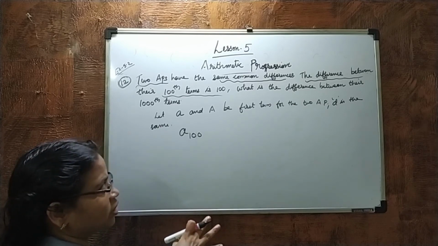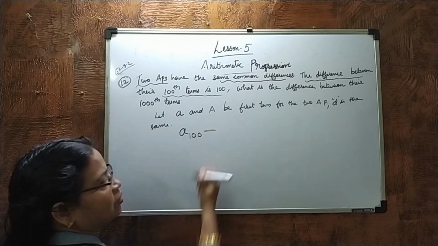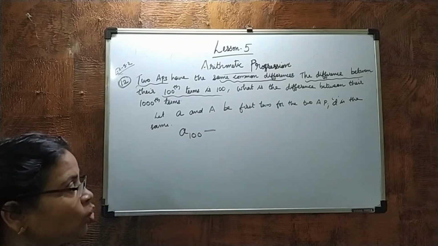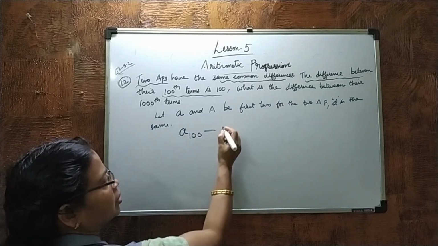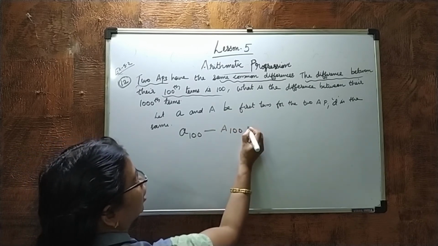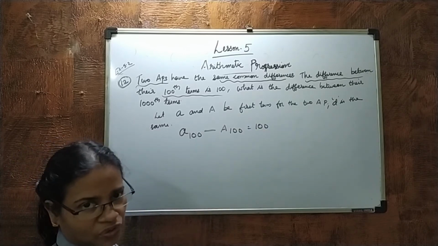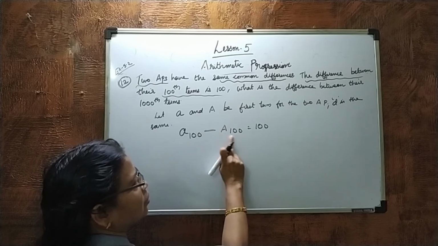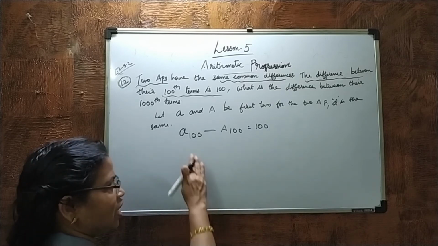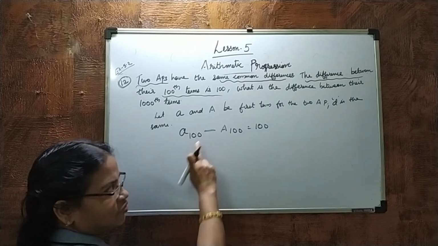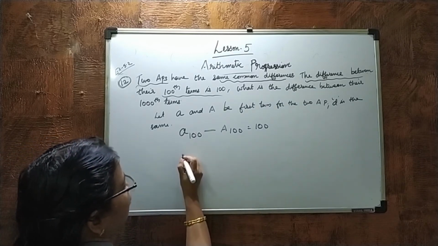The next condition they told is about the 100th term. Difference means minus. The difference between the two APs' 100th terms should be equal to 100. 100th term means A100 for the first AP, and capital A100 for the second AP, right? 50th term means A50 we will write. Same for the 100th term of both APs, and the difference is like this. Okay, so that is the first thing they told you. Now we will find the answer for this.